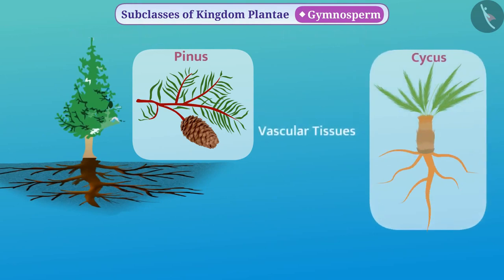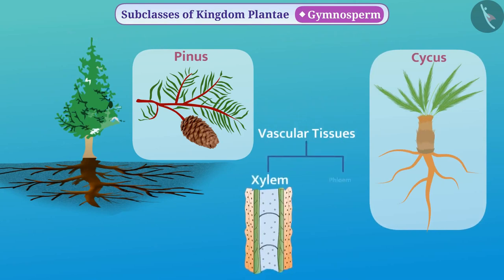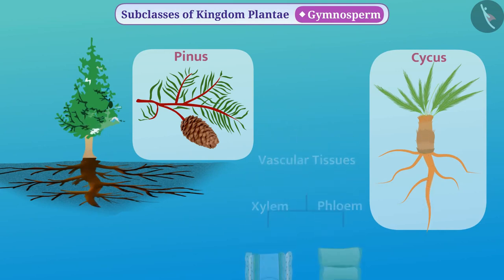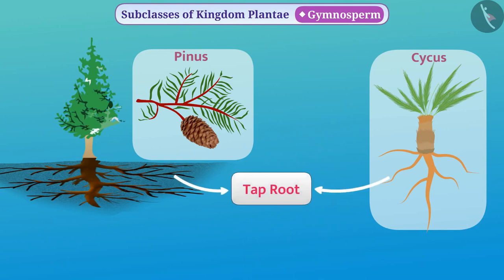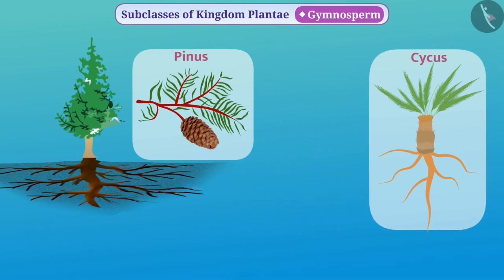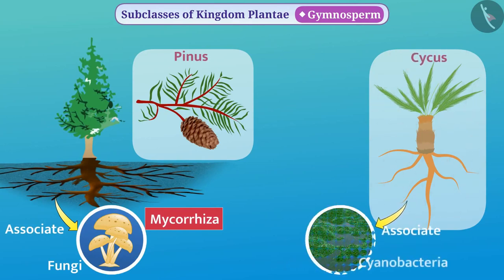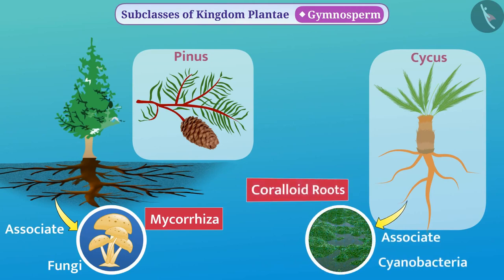They use vascular tissues, such as xylem and phloem, to transport various substances from one part to another. Mainly, they have taproot. Some gymnosperms, such as pinus, associate with fungi called mycorrhiza. Similarly, some gymnosperms, such as cycas, cooperate with cyanobacteria in structures called coralloid roots.